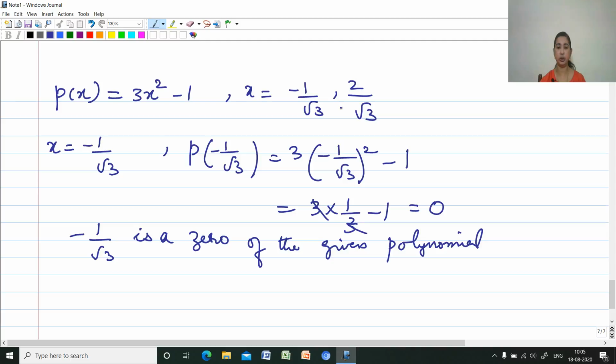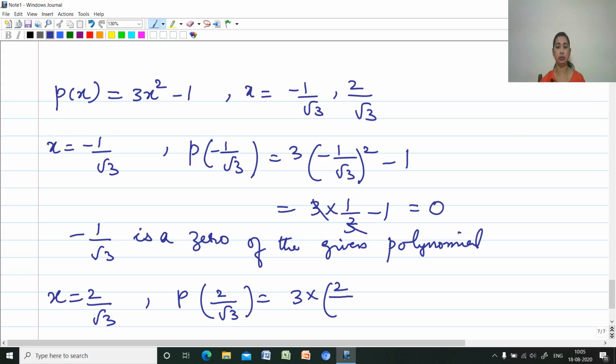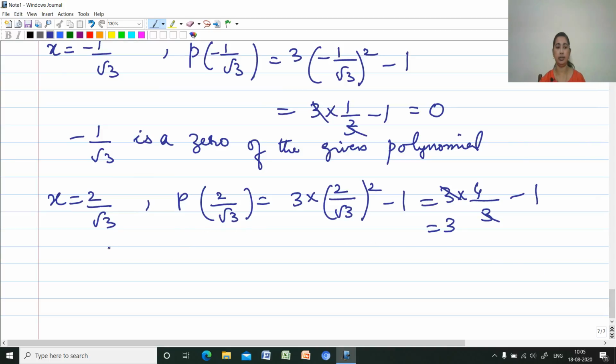Same way, that is asked for 2 by root 3 also. So we'll substitute x is equal to 2 by root 3, see what happens to the polynomial. So p of 2 by root 3 can be written as 3 into 2 by root 3 whole square minus 1. That is 3 into 4 by 3, that is square of 2 is 4, root 3 square is 3, minus 1. Cancelling this, we are getting 4 minus 1, that is 3. Therefore, we can say that 2 by root 3 is not a zero of the given polynomial.